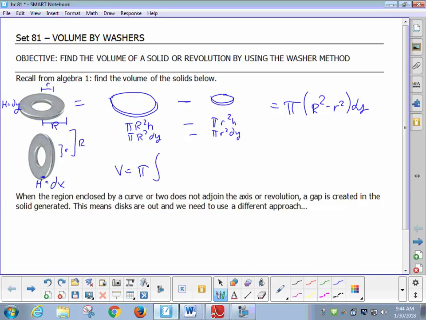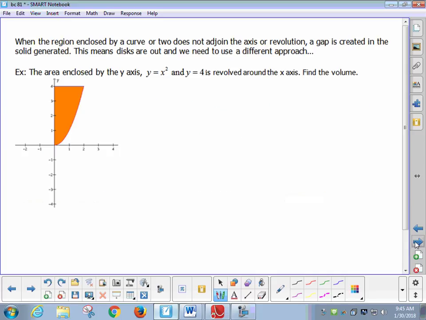Pi, oops, I'm rushing ahead of myself. I'm just going to go here. Big R squared minus little r squared dx. All right, cool? Okay, the calculus will then be when we add many of these, infinitesimally many.